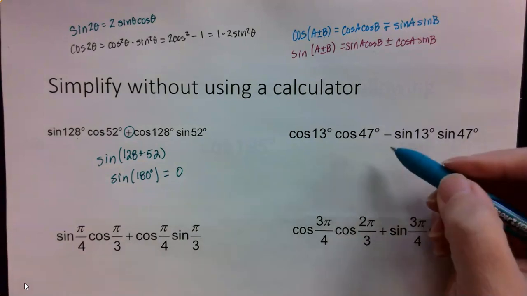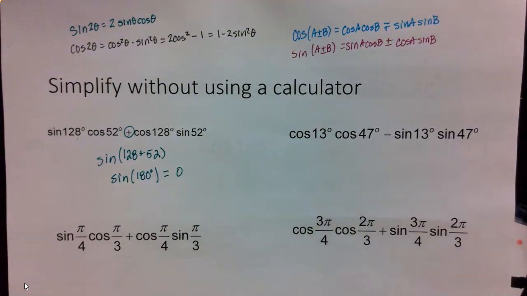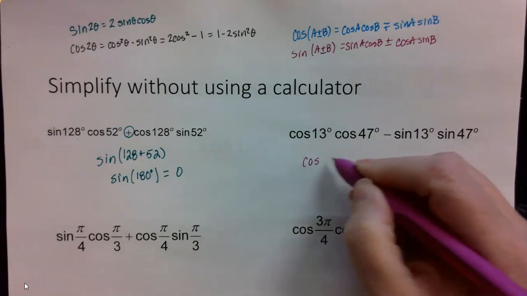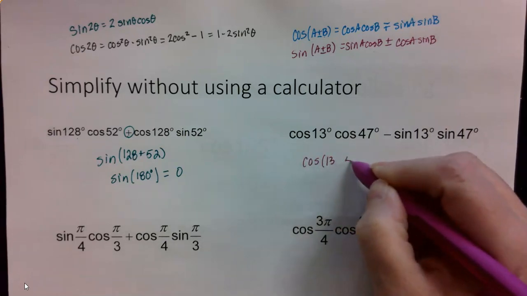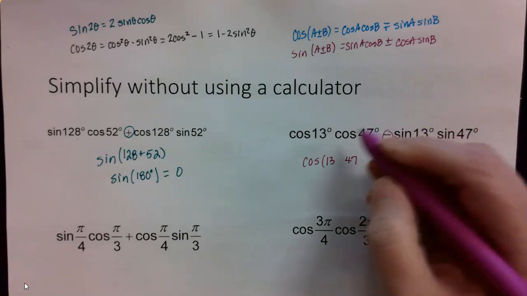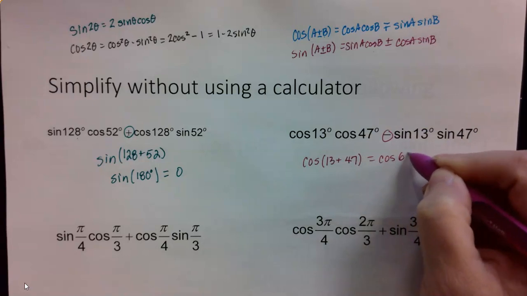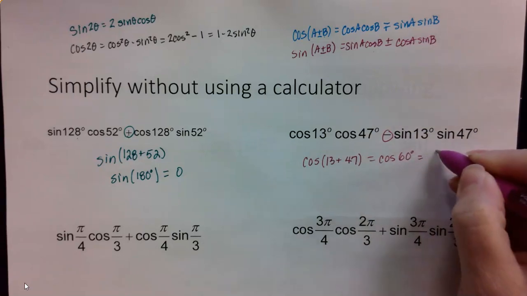Yeah. So this is the cosine, so I know that's a cosine problem. So this is the cosine of 13 and 47. And since this is minus, this is plus. So this is the cosine of 60 degrees, which is 1/2.